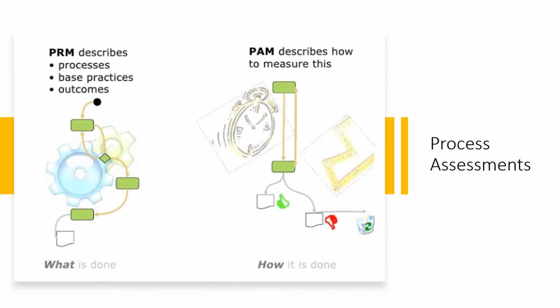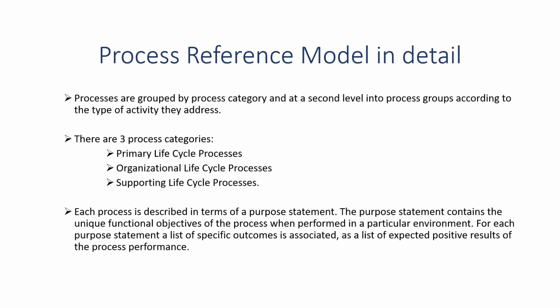So in process assessment, there's another division called the process reference model and the process assessment model. The process reference model describes what the process is, its best practices and outcomes, whereas the process assessment model describes how to measure this. PRM is about what is done, and PAM is about how it is done. Process reference model in detail.